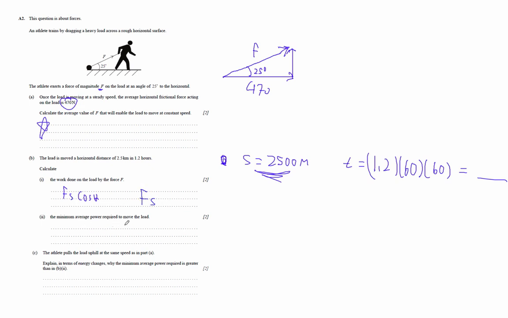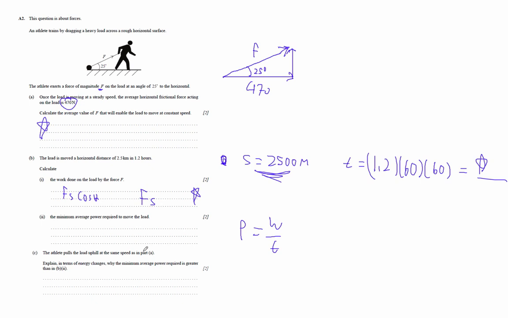Find the minimum average power required to move the load. Well, power is just going to be the work divided by the time. Power is work divided by time. So whatever answer you get here, you're going to divide by that time.